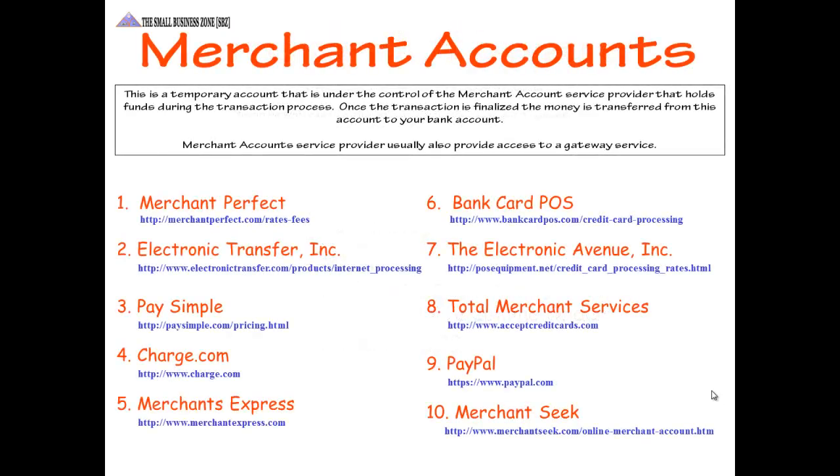The merchant account is a temporary account that is under the control of the merchant account service provider that holds funds during the transaction process. Once the transaction is finalized, the money is transferred from this account to your bank account. Merchant account service providers usually also provide access to gateway services. So these are some of the top service providers that are out there. This particular slide will be available for you to download.